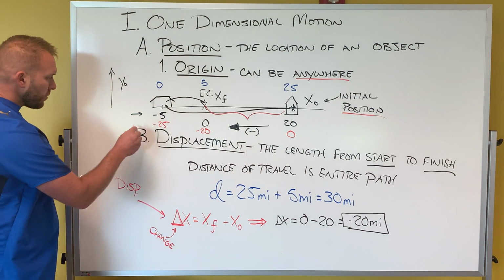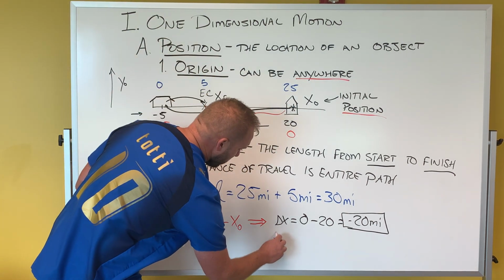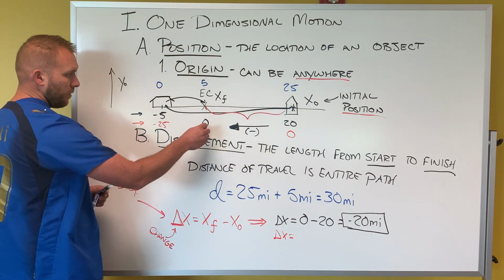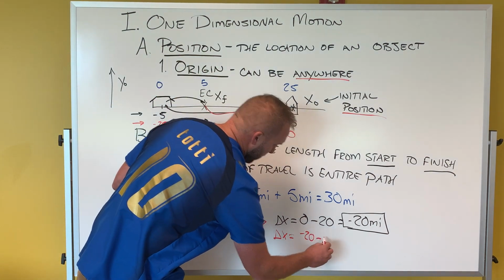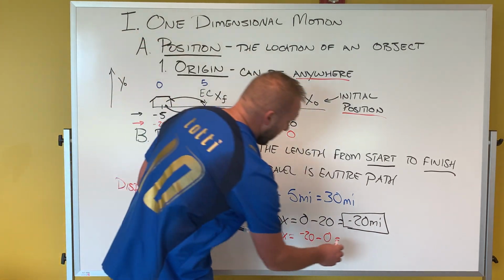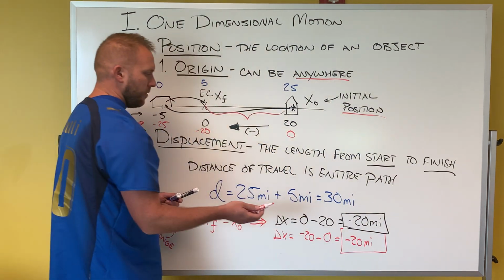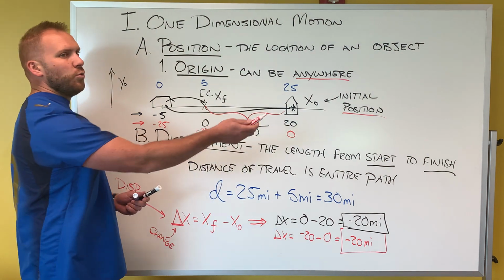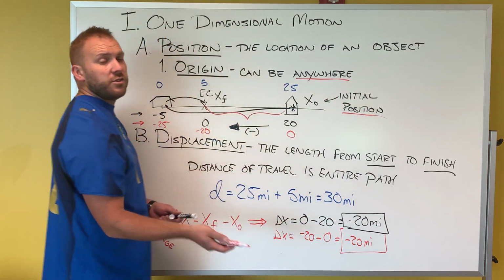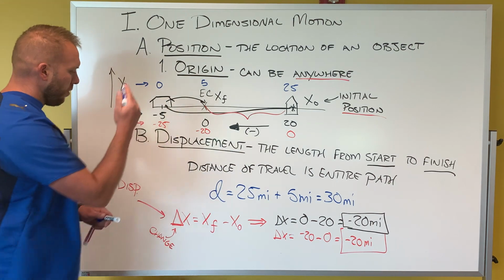We'll elaborate on that in just a second. Okay? Let's do this where my origin was at my house. My change in position is, again, final minus initial. So what is that? Negative 20 minus initial, which was 0. And so we get a displacement of negative 20 miles. Hey, that's kind of cool. It doesn't matter where my origin was, we always got the same displacement. So again, the origin can be anywhere. You just have to make sure you're using it consistently.